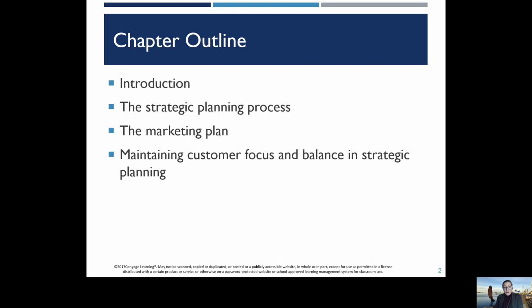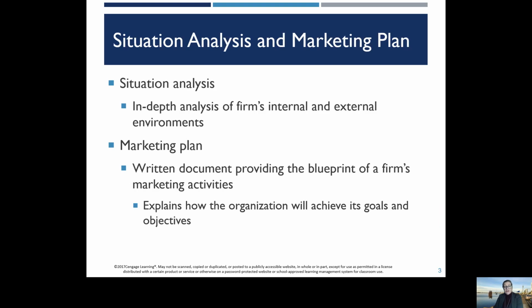So in terms of the outline of the chapter, we start with the strategic planning process, then we look at the contents of a marketing plan, and we ensure to have that customer focus all the way through. Any strategic plan, including a strategic marketing plan, begins with a situation analysis. A situation analysis is an in-depth analysis of the macro environment, which is the external environment, and the internal environment. For example, what's the organization's strengths and weaknesses? So the situation analysis will be the front end of a strategic marketing plan.